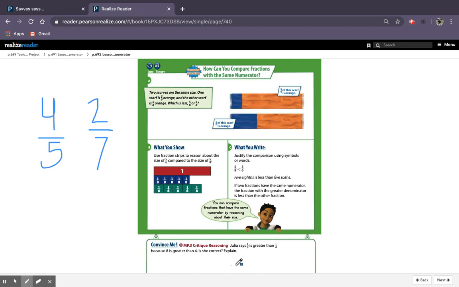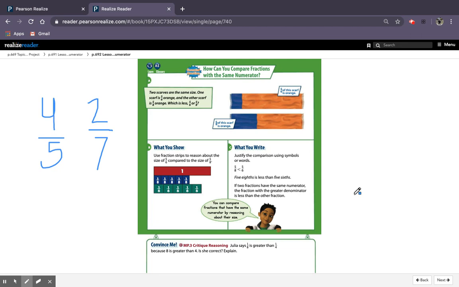For our bottom section down here, it says Julia. So hi, Julia. I feel like your name's been mentioned before in these, but just shout it out again. Julia says 1/8 is greater than 1/4 because 8 is greater than 4. Is she correct? So for this, no. Because if it's saying that 1 out of 8 pieces is more than 1 out of 4 pieces, the fourth pieces are bigger, so it's automatically going to take up more space.